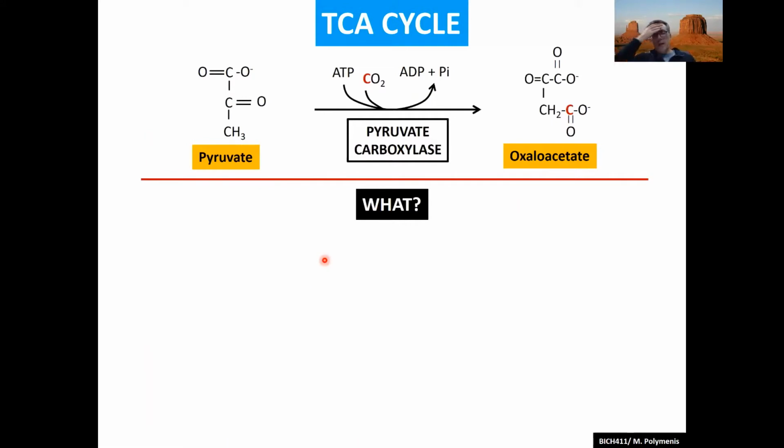So there is one reaction we're going to do in detail. That's pyruvate carboxylase. It's a key reaction that takes a glycolytic intermediate, pyruvate, and converts it into oxaloacetate directly.